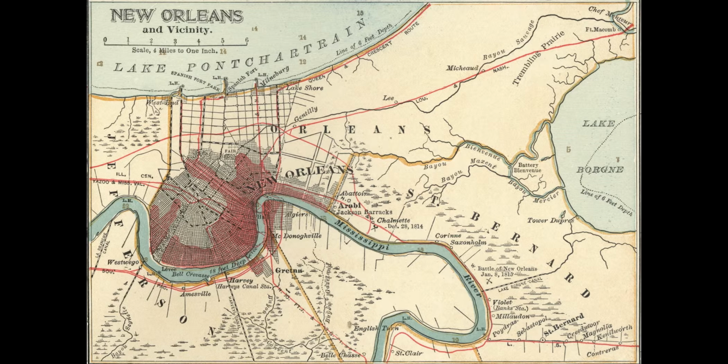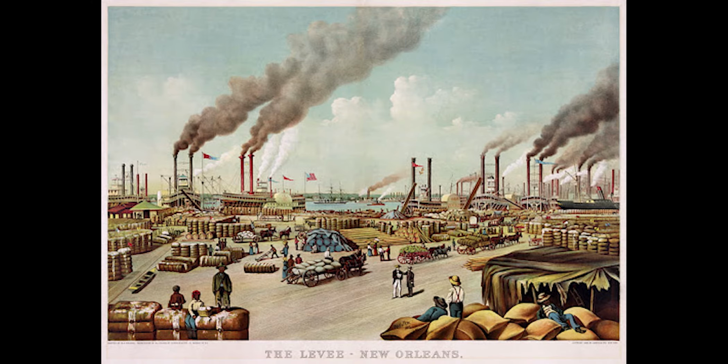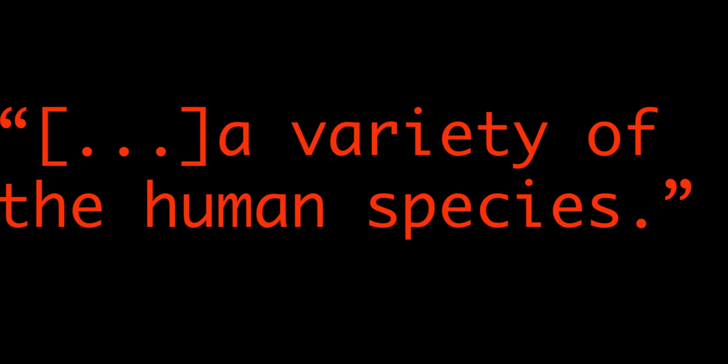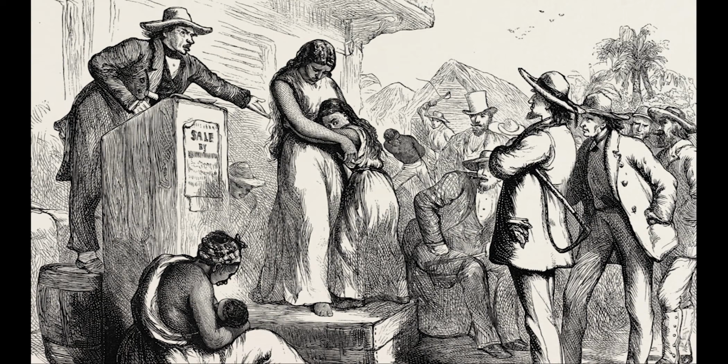Joseph Holt Ingraham wrote, "Truly does New Orleans represent every other city and nation upon earth. I know of none where is congregated so great a variety of the human species." Yes, the cotton and the steamship transformed New Orleans into a hub of commerce with a variety of human species. I forgot to mention that New Orleans had the largest slave trade in the US.